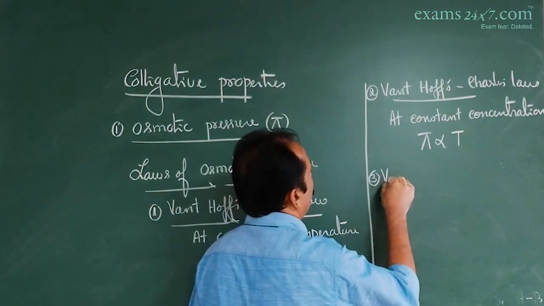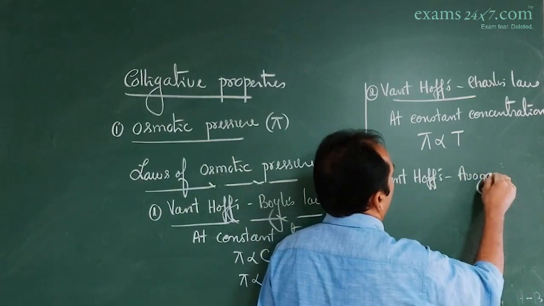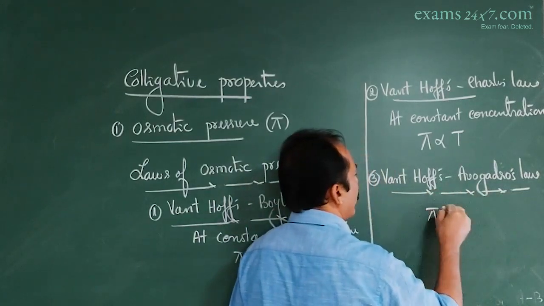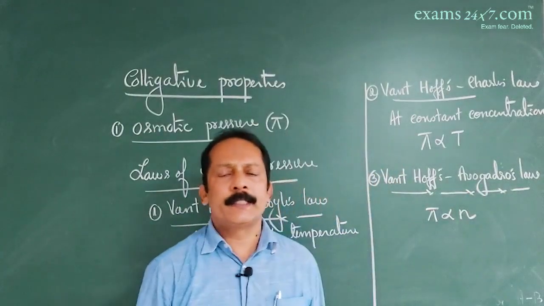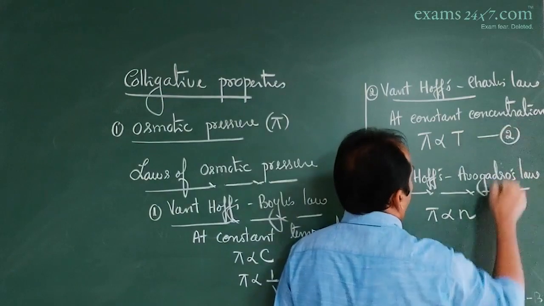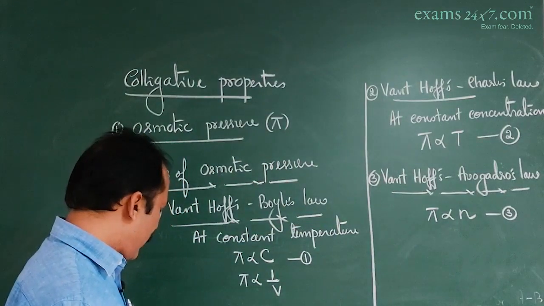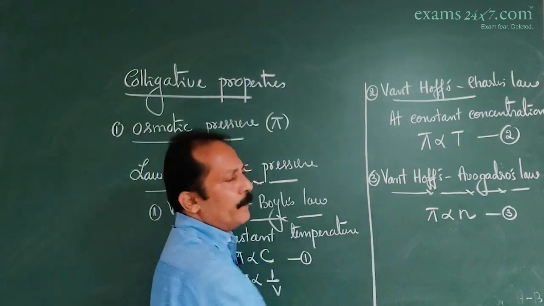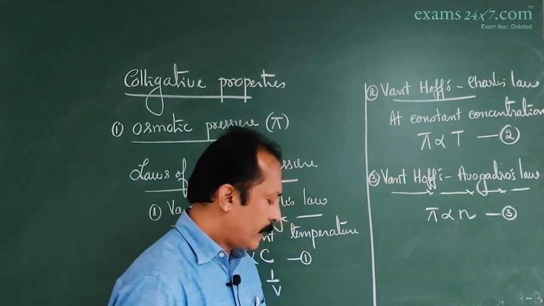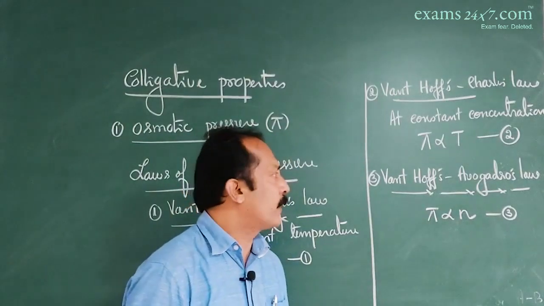Next one, Van 't Hoff's Avogadro's law. Osmotic pressure of the solution is directly proportional to number of moles. This is under the condition of equal volume. So equal volumes of the solution existing at the same osmotic pressure, where osmotic pressure of the solution is directly proportional to number of moles. That's called Van 't Hoff's Avogadro's law.